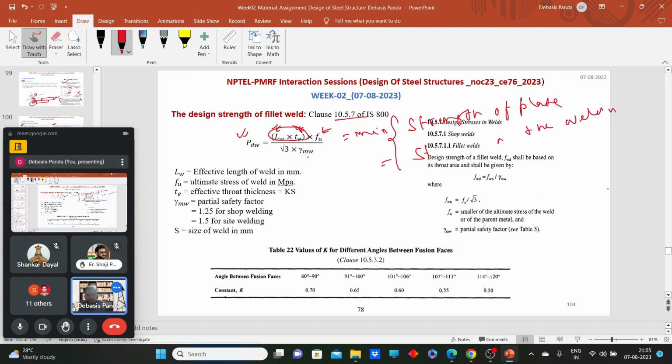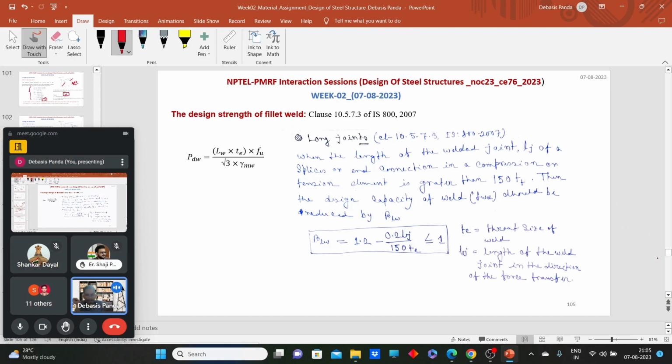Now gamma MW is a factor of safety, 1.25 for shop welding and 1.5 for site welding. Table 5 will give you all the details. So using this equation, we can calculate the strength of a fillet weld per meter length. Now we can easily find out what should be the strength of a joint, and what should be the required length to connect using fillet weld. So let's quickly go through one example.